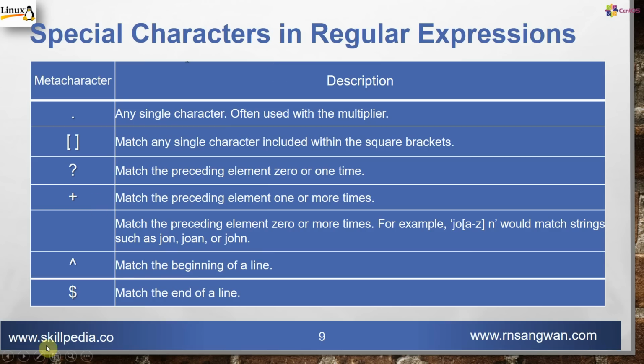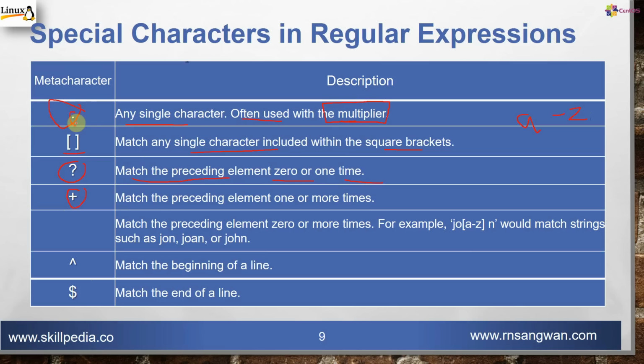The special characters in regular expressions are these: dot, meaning any single character, often used with a multiplier. Star is a multiplier, or plus is a multiplier. Question mark is a multiplier. Square brackets match any single character given within the brackets, but they should be in ascending order. If you want to specify a range like A to Z, you can write A-Z, but not Z-A. Reverse will not work.